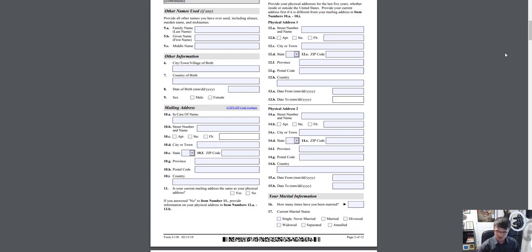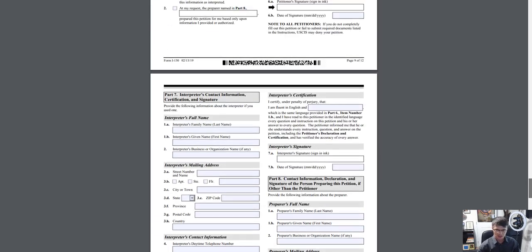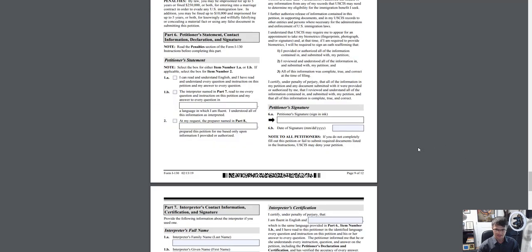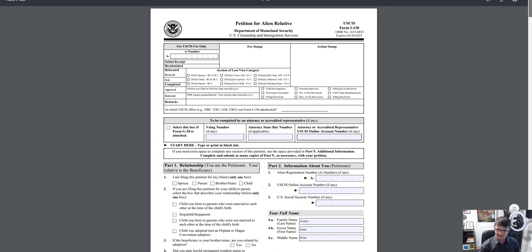And then obviously you will have to sign it yourself at the very end of the application. Not the interpreter, there, petitioner's signature. You can't do anything here because we can't sign it on the computer. Print it out and then sign it with black ink. Okay, hopefully that is understandable.